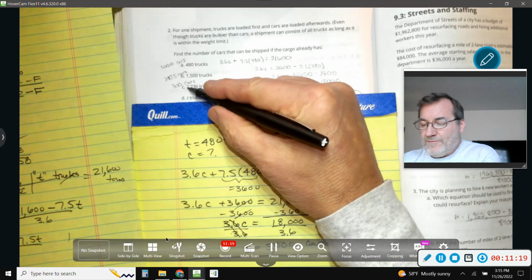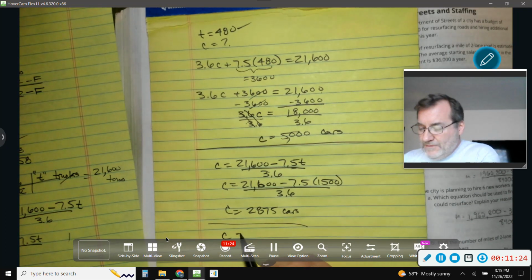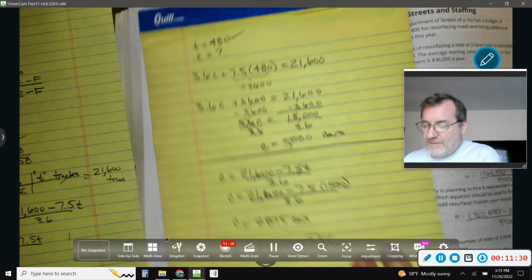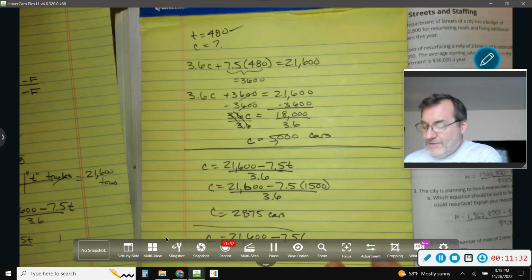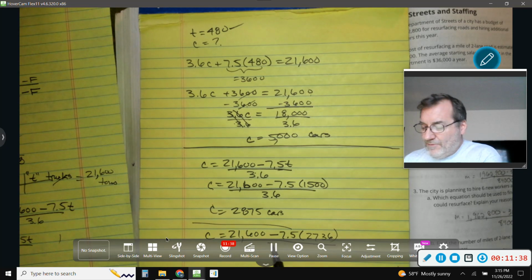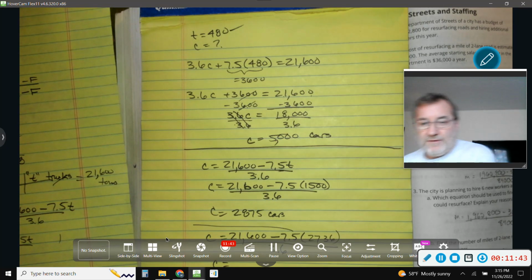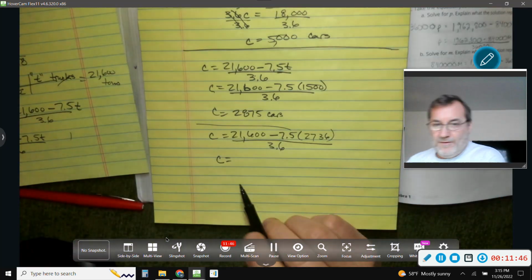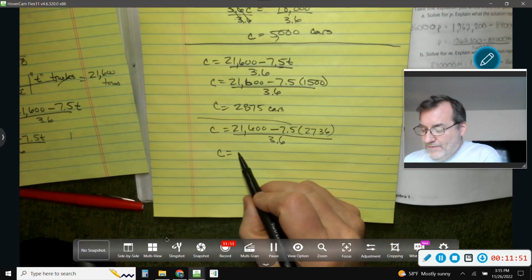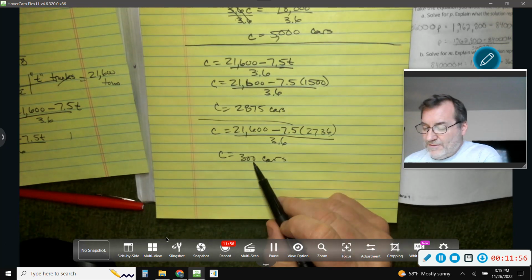What happens if we have 2,736? C equals 21,600 minus 7.5 times, that's a goofy number, 2736 divided by 3.6. Again, make sure that you know how to do this math. Make sure you know how to run your calculator to do this. So your equation should look like that. And this time, when you do the math, you should get 300 cars this time. So again, as the number of trucks increases, the number of cars has to decrease.